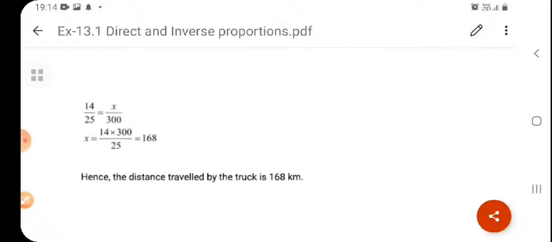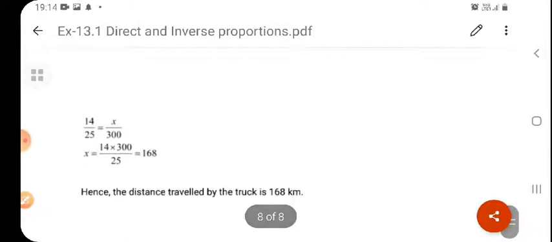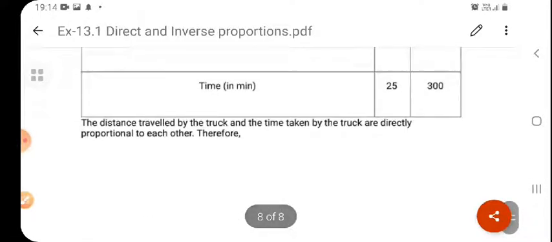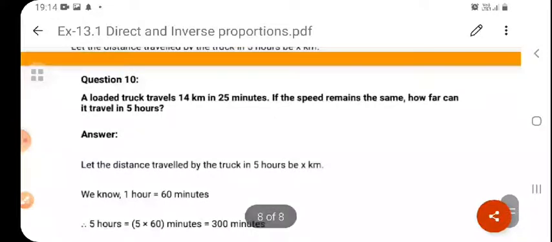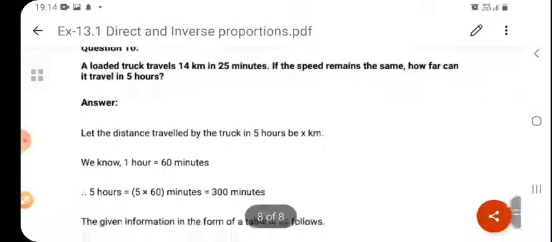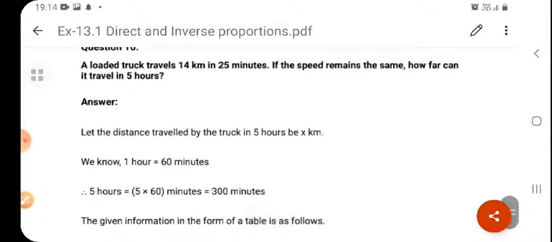Okay. So again by the direct proportion formula we will find the value of x. The things we have to find we assume as x and y and calculate by cross multiplying.